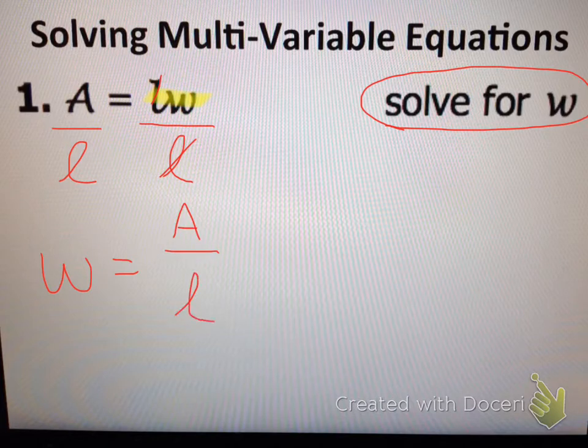divided by L. Now, what I want you to do is pause this video, and try 2, 3, 4, and 5 on your note sheet.